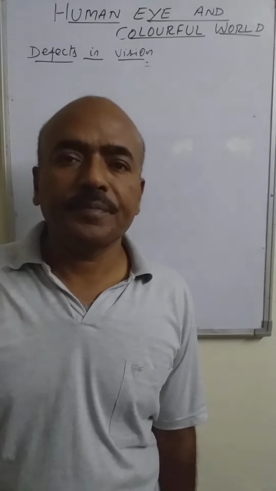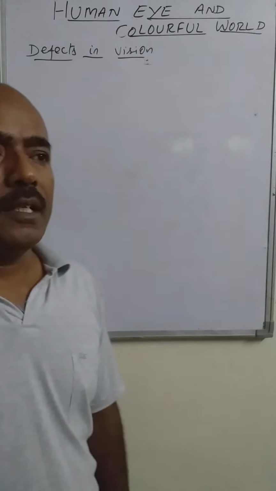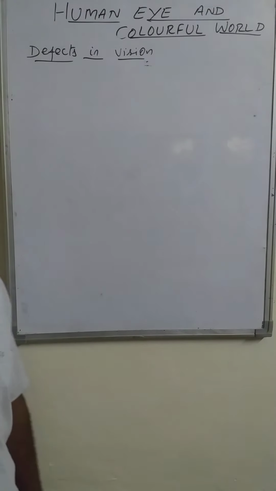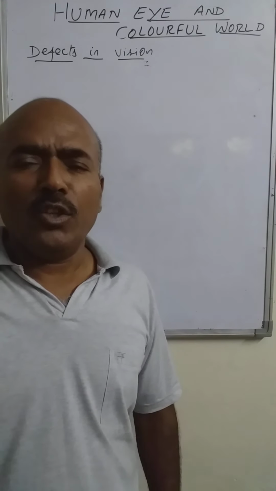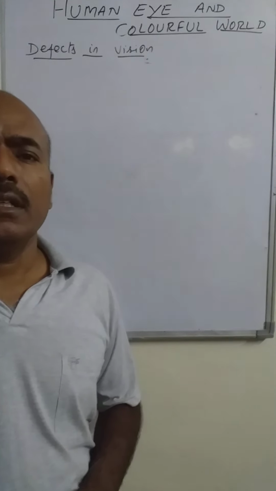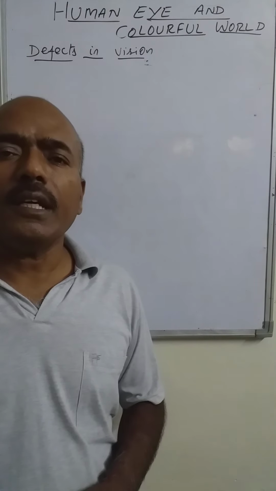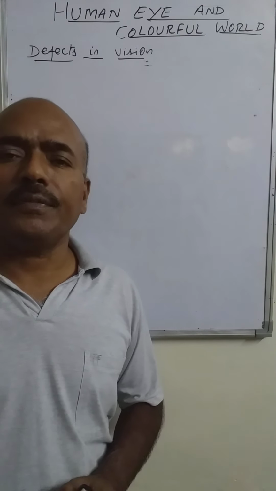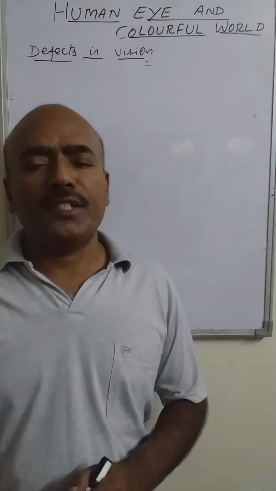Okay, children, let us continue the next topic, that is defects in vision. In the human eye, many defects take place related to other fields, but we are going to discuss the defects which take place in the eye lens.